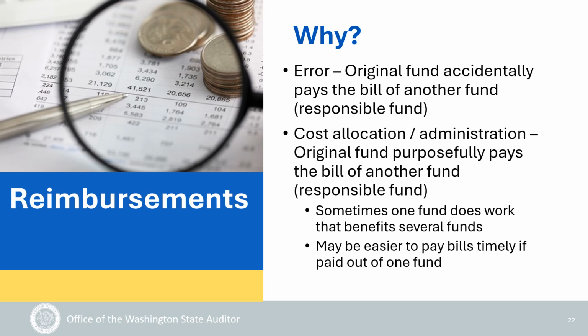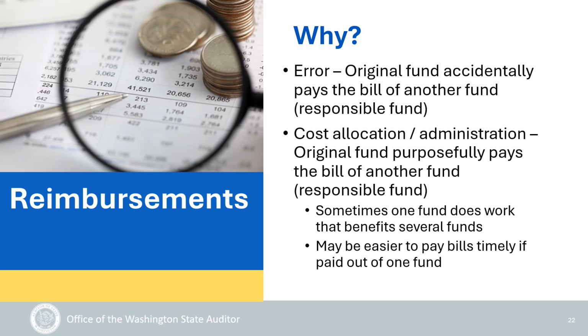So there's a couple reasons governments end up doing these interfund reimbursements. One reason is that they made an error. One fund accidentally paid the bill of another fund. The other reason is for cost allocation or administrative purposes. Sometimes one fund does work that benefits several other funds. For example, oftentimes the general fund processes payroll for all of the funds, and then later on the cost of processing payroll is allocated to those other funds based on how much work the general fund did.